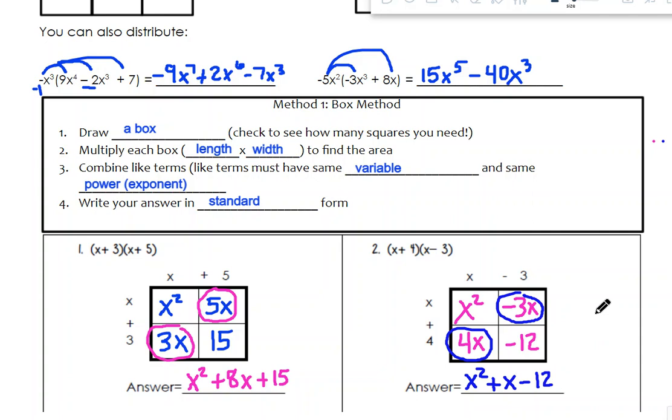Okay, so that's how we do the box method. The box method is 2 terms times 2 terms. That means I have 2 boxes on top, 2 boxes down the side, and then I just find the area for each box, and then I write my answer.